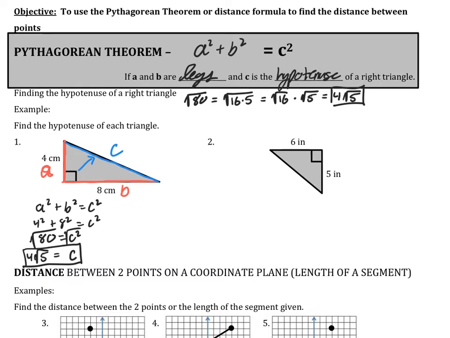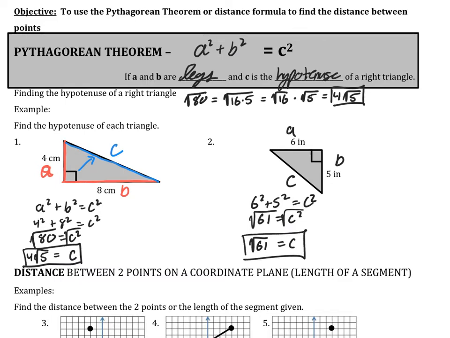So let's do our next one. So I'm going to label my two legs, A and B, and label my hypotenuse. Okay. Then we'll go ahead and square our legs and take the sum. So 6 squared plus 5 squared equals c squared. So that'll be 61 equals c squared. Take the square root of both sides. Now, the square root of 61, that does not simplify any further. It is simply the square root of 61. Now, if you wanted to rewrite this, instead of square root of 61 equals c, it's c equals square root 61. You can, but that's up to you.